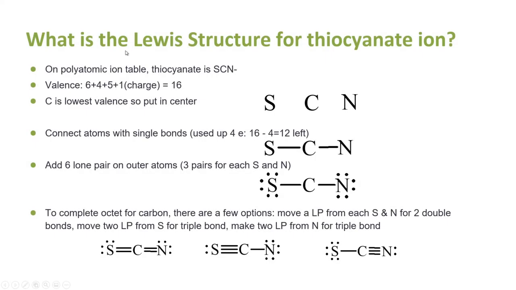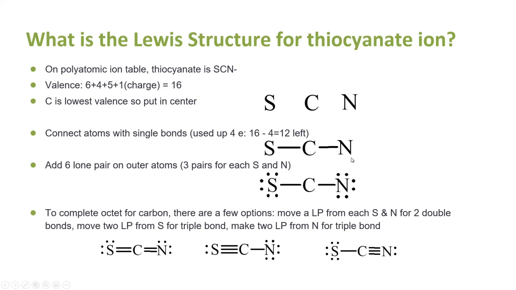So here's an example. Thiocyanate ion. We haven't introduced the polyatomic ion table, but if we look them up, thiocyanate ion is SCN-1. So this is the formula and charge of it. So I have 6 valence electrons for sulfur, 4 for carbon, 5 for nitrogen, and 1 for the charge, for a total of 16. Carbon is the lowest valence. I'll put that one in the center.